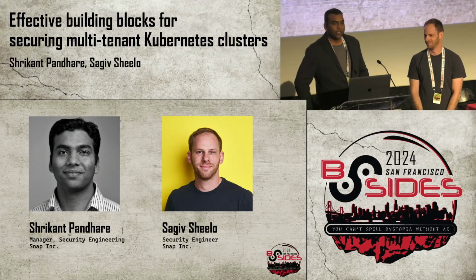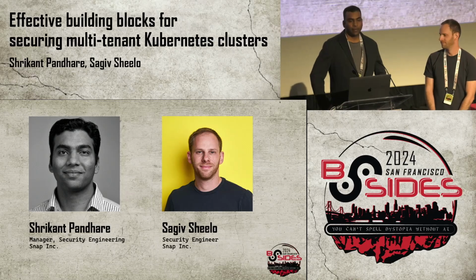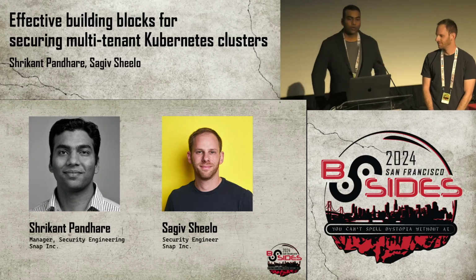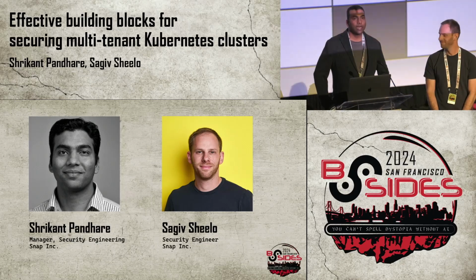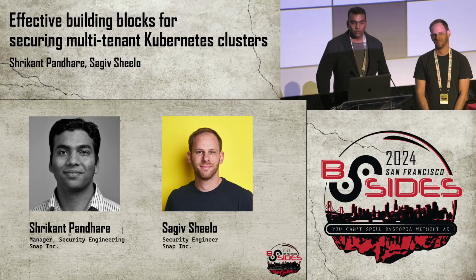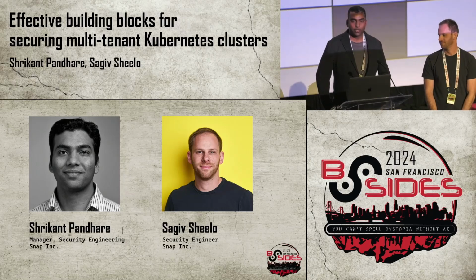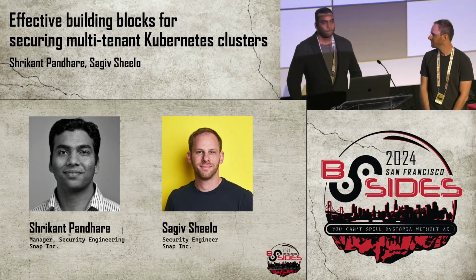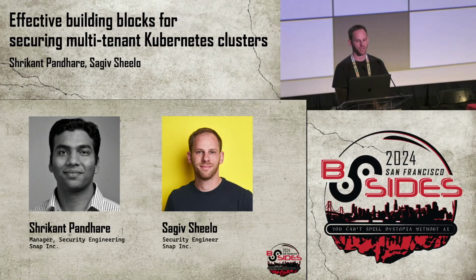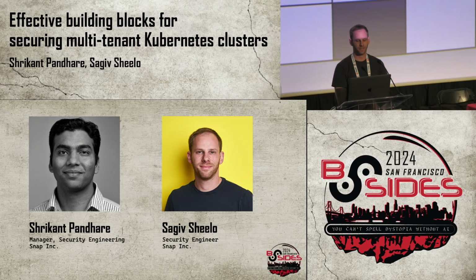I'm Shrikant. I'm engineering manager for infrastructure security team at Snap. I work on securing service mesh platform, which is based on Kubernetes. We use AWS and Google Cloud public clouds for our cloud native infrastructure. Hey everyone, super excited to be here today. I'm Sagiv Sheelo. I'm a security engineer working on infrastructure security at Snap with a focus on our cloud and Kubernetes security controls.